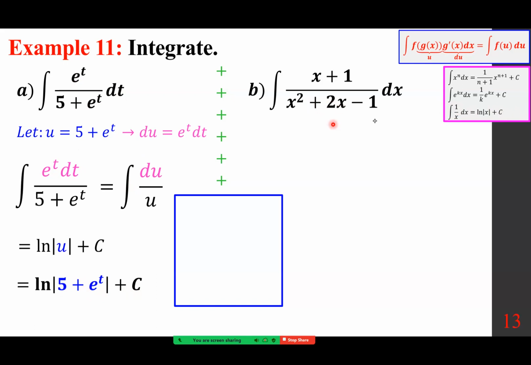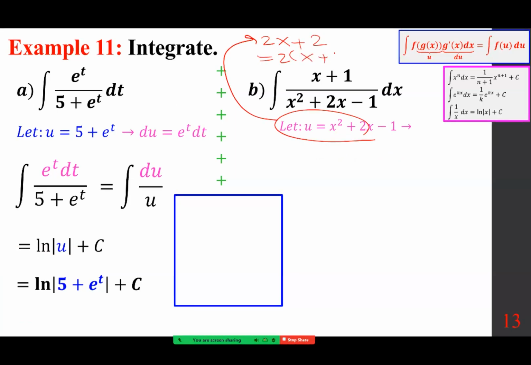We do the same thing here. We let u be the denominator. Now, if I differentiate this, let me just quickly show you. The derivative of this is 2x plus 2, or 2 times x plus 1. So du is the same thing times dx. Again, I'm going to put the dx next to x plus 1. And when I do that, I notice everything is in order except 2 is missing.